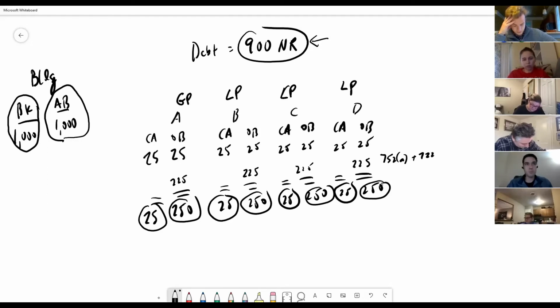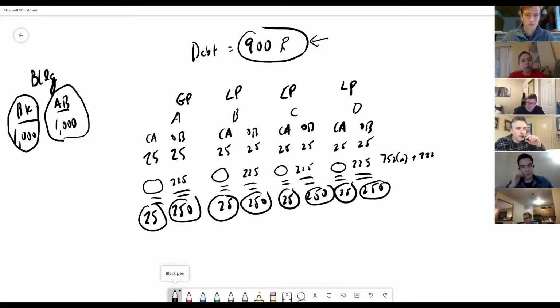Where things change, now we'll go to C, things get more interesting. We're going to change this debt to a recourse debt. I want to say one other thing before we move there. The mistake that students will make here is notice that we did not increase the capital accounts by the partner's share of the partnership debt.